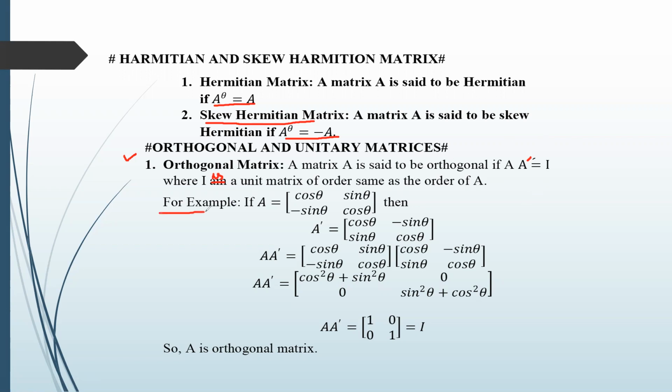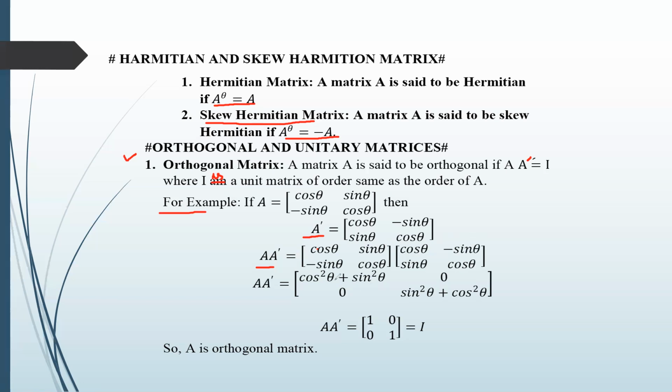Okay, for example, if A equals cos theta, sin theta, minus sin theta, cos theta, first we find the transpose of A. This will be cos theta, sin theta, minus sin theta, cos theta. Now we multiply these two matrices. When we multiply this by this, this is cos square theta plus this multiplied by this, sin square theta. In a similar manner, this will be 0, minus sin theta cos theta plus cos theta sin theta.